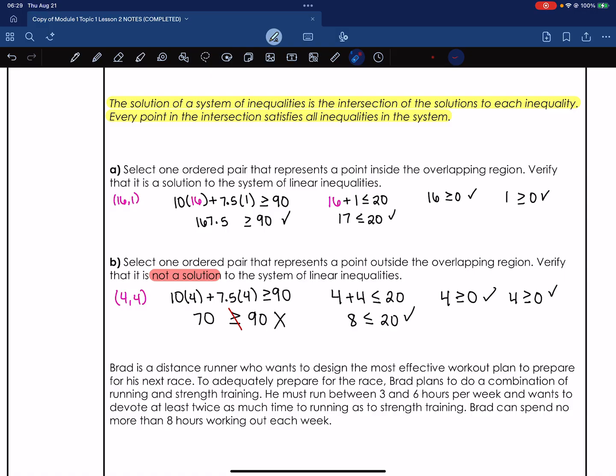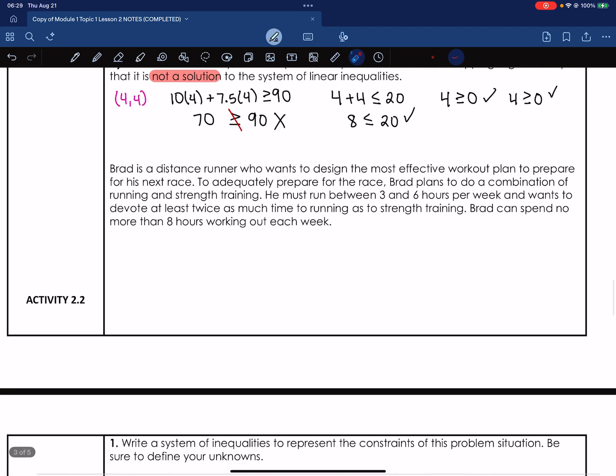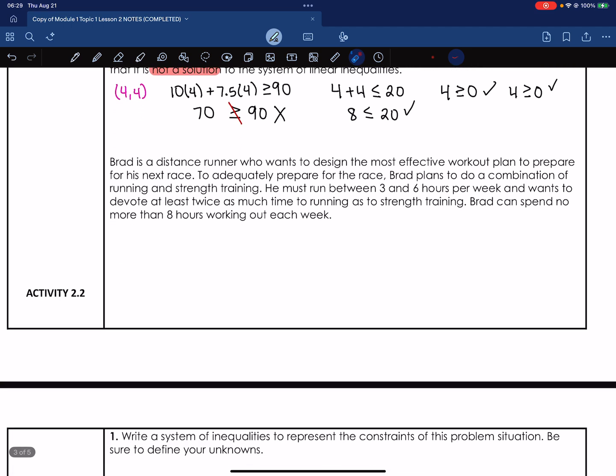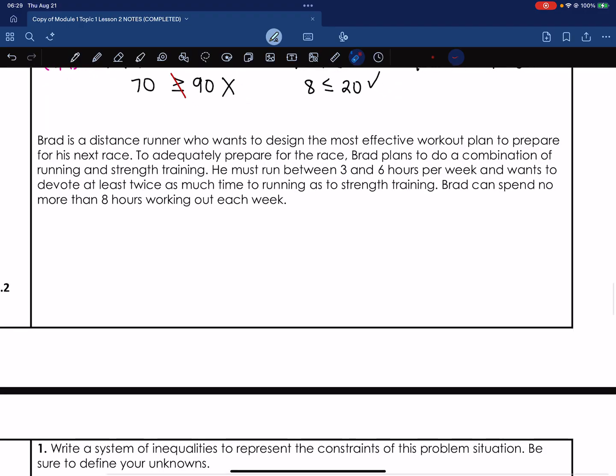Okay, so keeping that in mind, now let's move on to a new example. We're done with Janice and her jobs. Now we're going to talk about Brad. Brad is a distance runner who wants to design the most effective workout plan to prepare for his next race. To adequately prepare for the race, Brad plans to do a combination of running and strength training. He must run between 3 to 6 hours per week, and he wants to devote at least twice as much time to running as to strength training. Brad can spend no more than 8 hours working out each week.